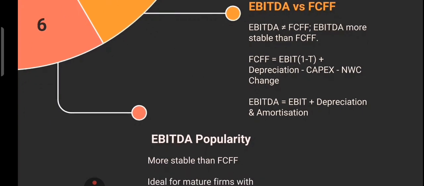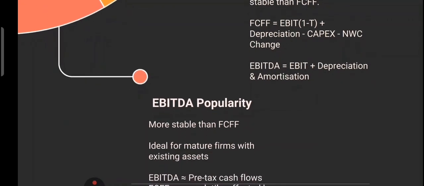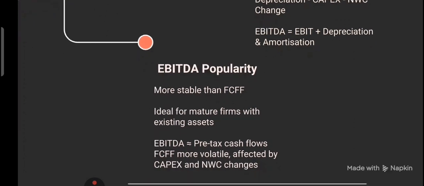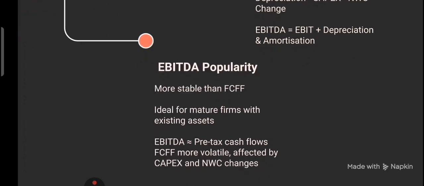And what about the EBITDA popularity? Very much popular. It is more stable than FCFF. It is ideal for matching firms with existing assets. And EBITDA is just like pre-tax cash flow, more volatile, affected by the capex and NWC change.